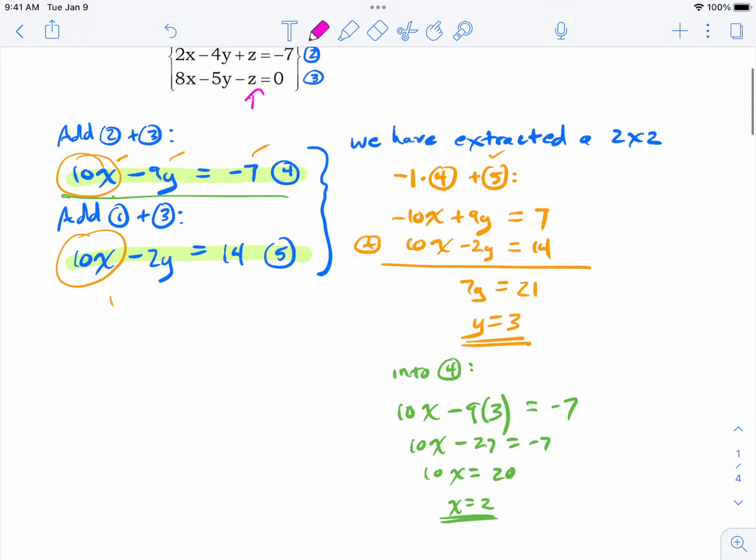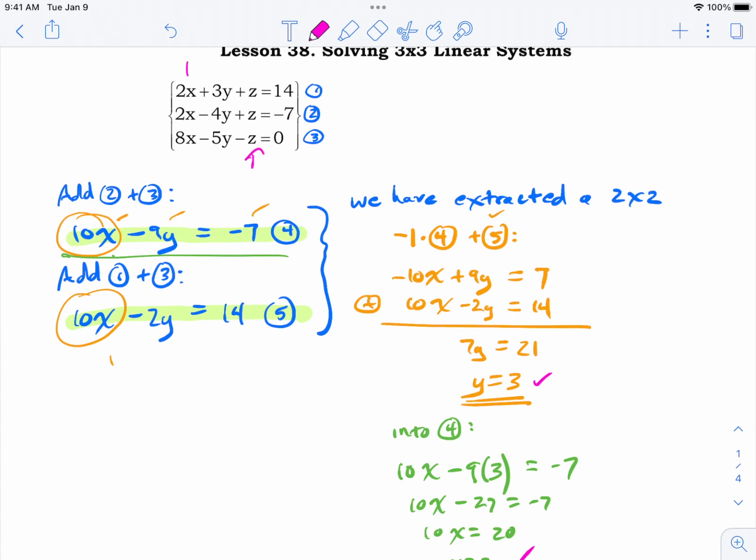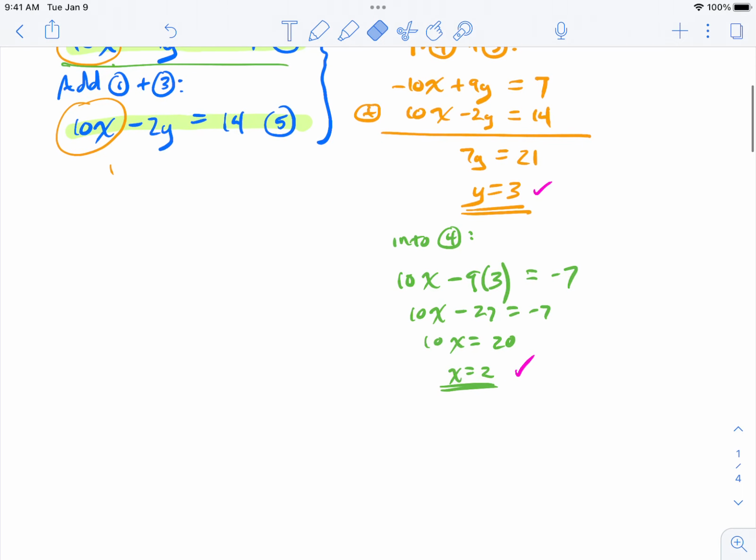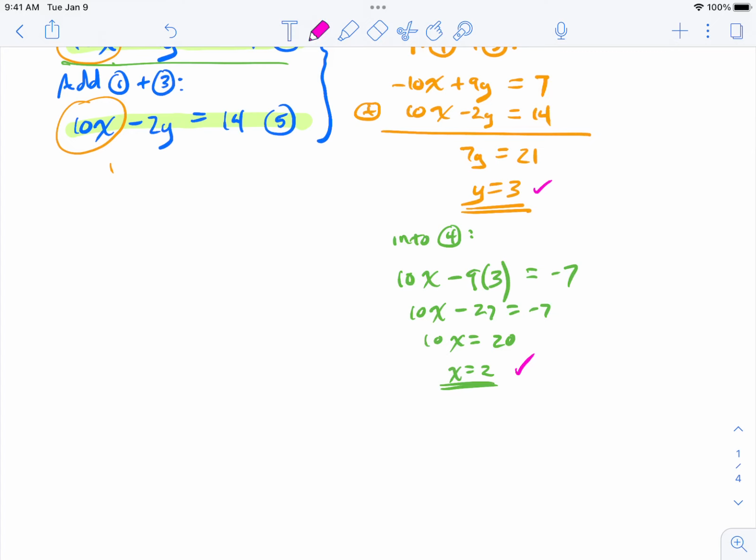So how am I going to get z now? Well, I've got y. I've got x. I can plug those into any one of these equations. Doesn't matter which one, they'll all give you the same answer. Plug it into any of these equations and solve for z. So I'm just going to say it this way: I'm going to plug into equation 1.